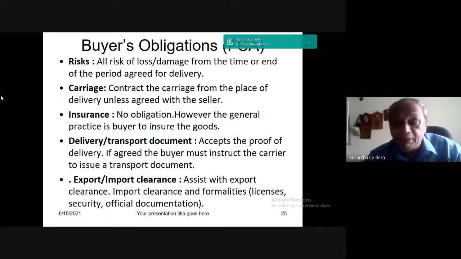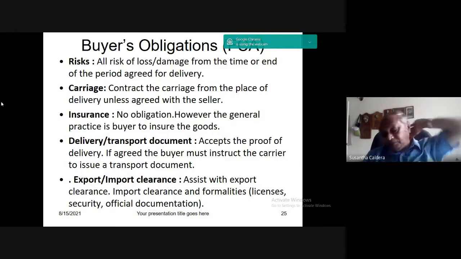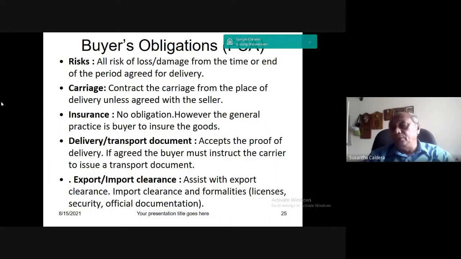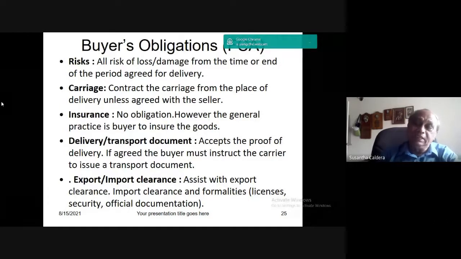Sometimes, even though it is the buyer's job to contract the carriage, he will request the seller, please do it for me, I will pay. Then they will do anything for a price, right? That's the obvious thing. The insurance: no obligation. However, the general practice is that the buyer insures the goods.